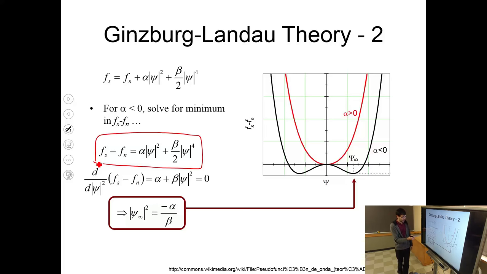Okay, so then let alpha be negative. Then we have a situation where if you solve this function, there will be the psi to the fourth term, which wants to go up, and there is a psi to the second term, which wants to go down. So then, depending on the ratio of alpha and beta, there might be these two minima. And that means that to minimize energy, the system will choose a non-zero wave function amplitude. And by the way, psi in this theory is called order parameter.